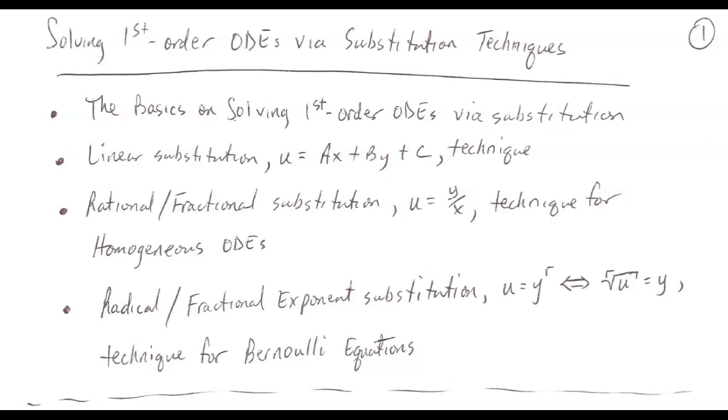We're going to start off by talking about the basics of solving first order ODEs via substitution. Then this video will conclude by showing you how to do linear substitution with examples. The second video in this series will go over what I call rational or fractional substitution, which is just another way of saying we're dealing with homogeneous ODEs. And in the last video, I will go over the concept and examples of radical or fractional exponent substitution, better known as Bernoulli equations.